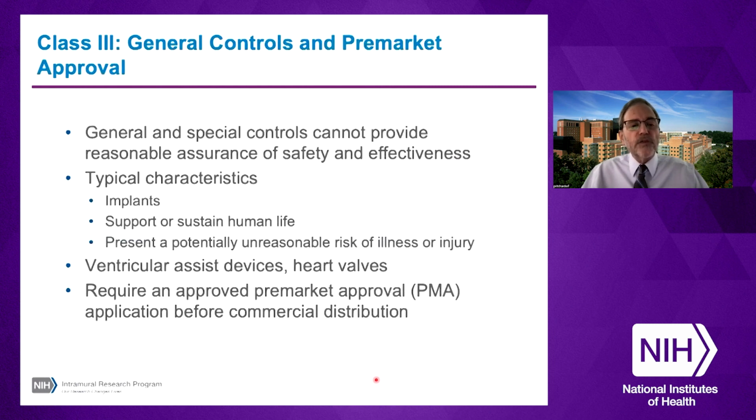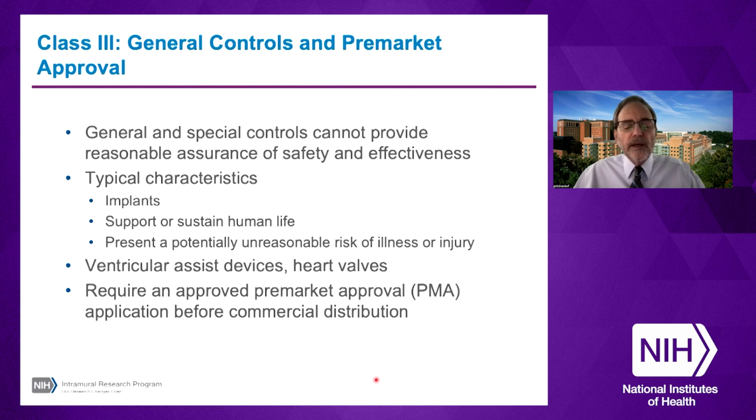And finally, there are Class 3. So these are subject to the same general controls as Class 1 and 2, but here, the idea is that the general and special controls really cannot provide reasonable assurance of safety and effectiveness to permit marketing.